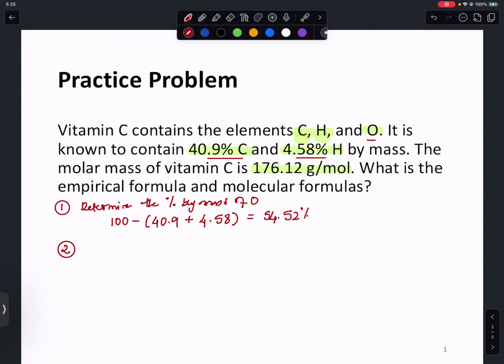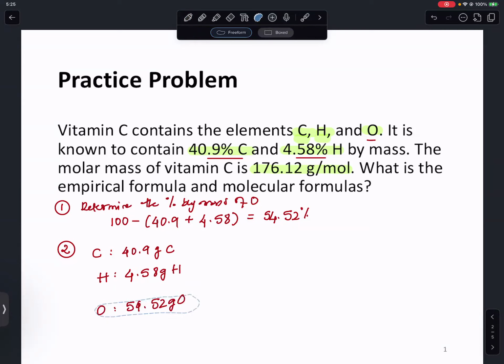All right, now the second step is I will convert all these percent by masses to grams. So I'll have for carbon 40.9 grams carbon. I will have for hydrogen 4.58 grams hydrogen. And then for oxygen, I have 54.52 grams oxygen. And then from here, I need to convert the masses to moles by dividing by the molar mass of each element.